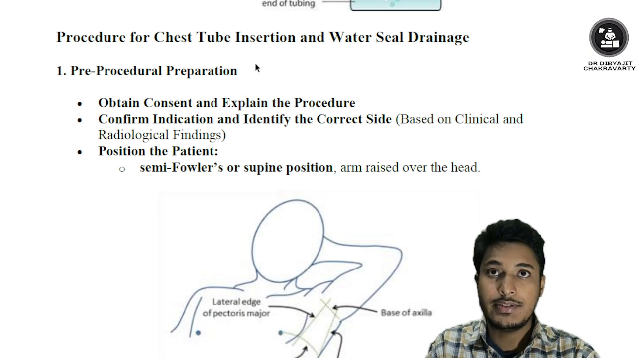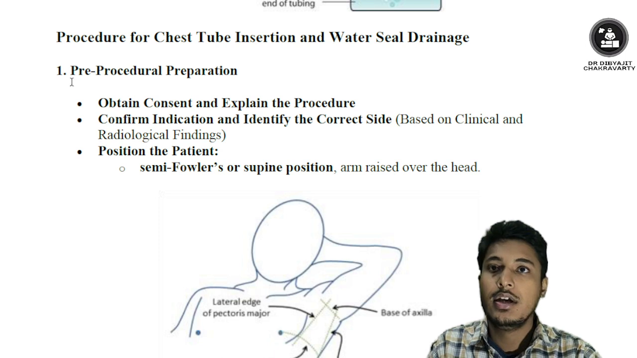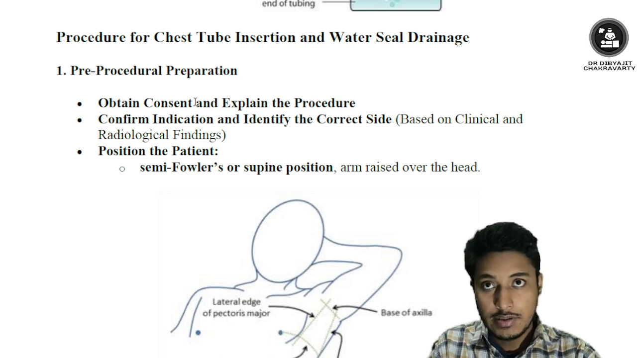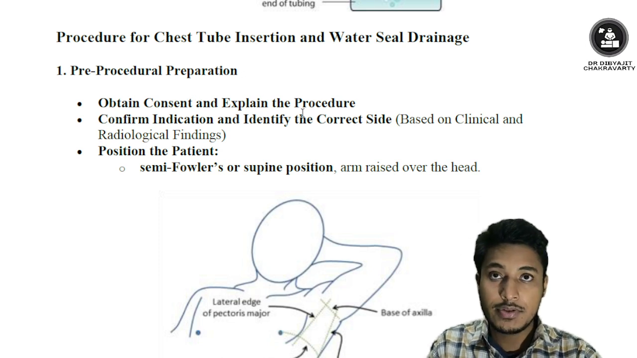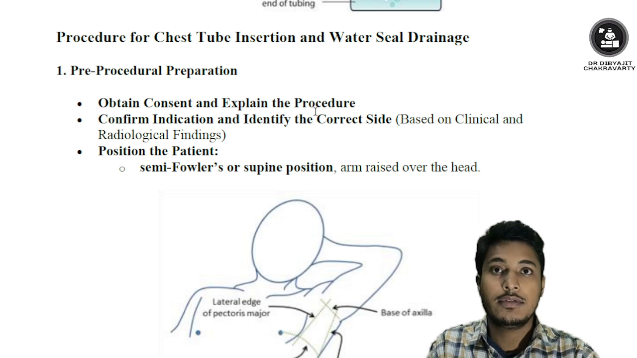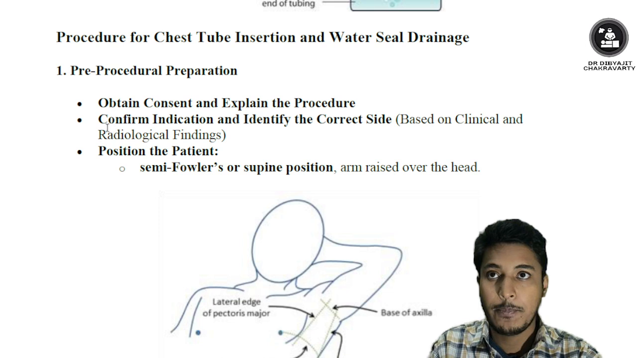Regarding the procedure for chest tube insertion and water seal drainage, sometimes we need to prepare the things as needed for chest tube insertion. Before that, we have to obtain a proper written consent, and we have to explain the procedure to the patient party. They should give a full written consent.